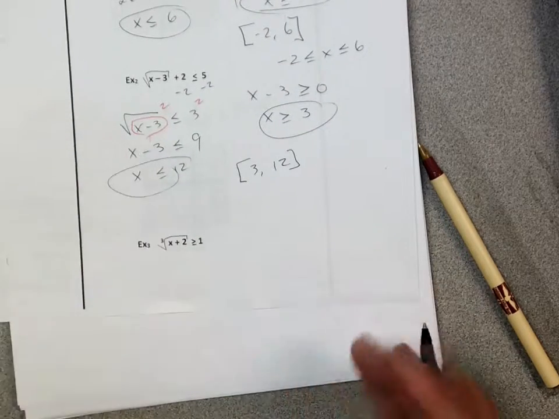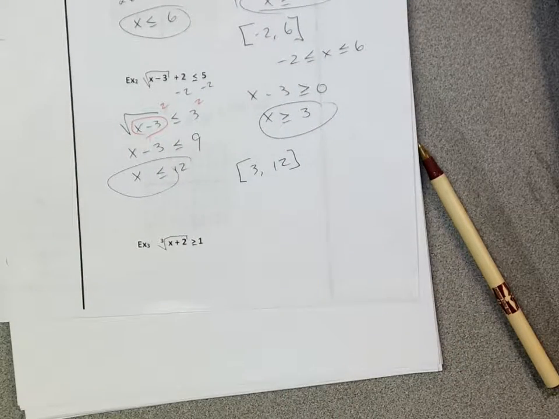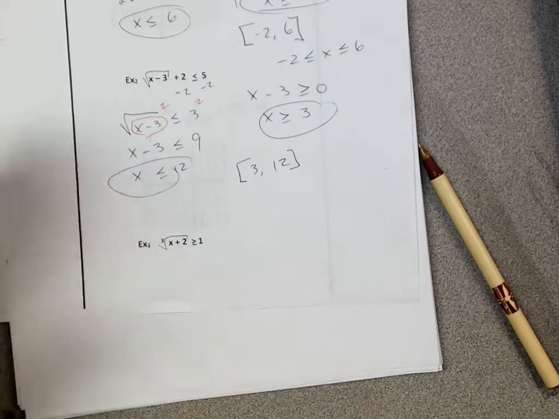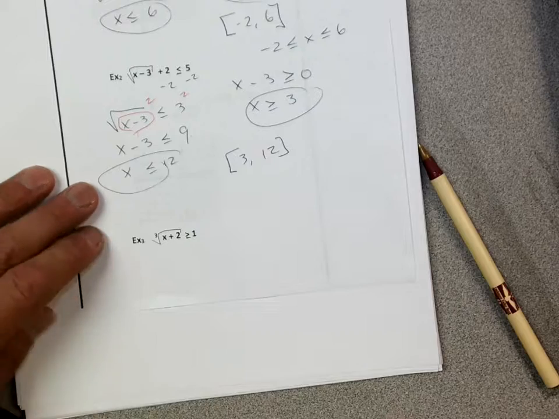Okay, example 3. Now it's a cube root. So the thing about a cube root is it really isn't a range of values. You can have negative values. So in this one, there is no range. We're just going to go ahead and solve it.